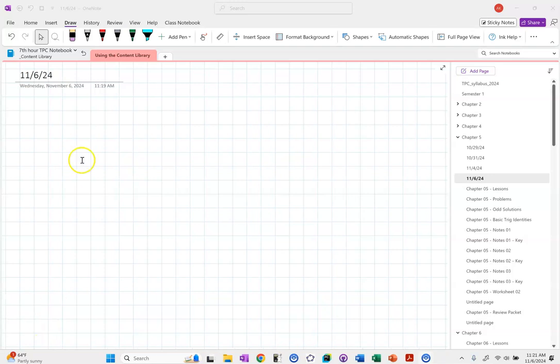We talked about these verifying or proving trig identities problems, and I assigned 47 through 54. I'd like to start with questions. Does anybody have questions from homeworks?